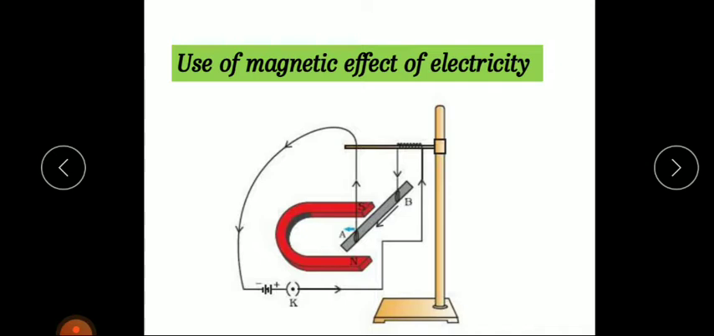Here you can see one experimental setup, a copper wire AB. The end A of this copper wire is connected to the negative pole of the battery, and the end B is connected to the positive end of the battery. This copper wire is suspended freely between this U-shaped magnet, so that it is able to oscillate freely in between this magnet.